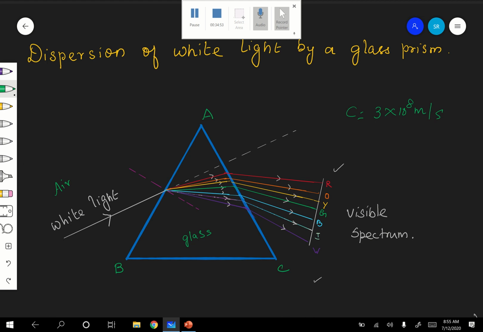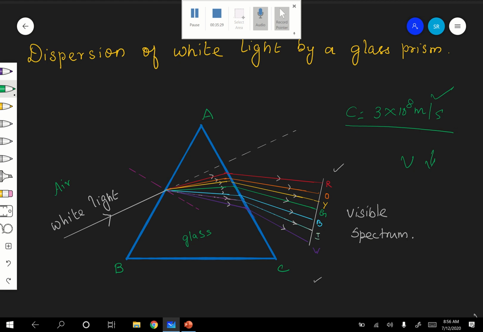Are you following? As long as it is in air, all the colors are moving with the same speed. But it is going from rarer to denser. Rarer to denser means definitely, in general, its speed will decrease. It won't be 3 into 10 power 8 meter per second, because as long as it is in air medium, it is 3 into 10 power 8 meter per second is the speed. But once it enters into glass, the speed will definitely decrease, because it is going from rarer to denser medium.